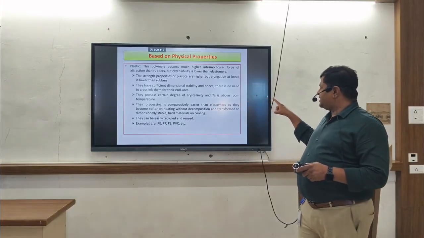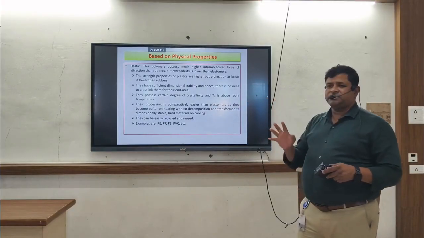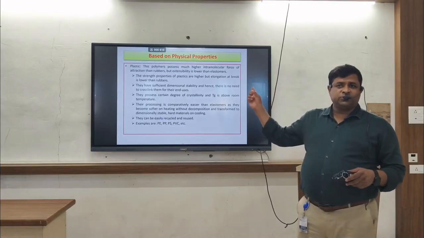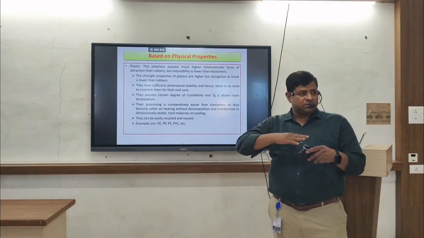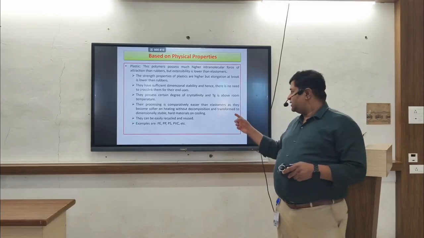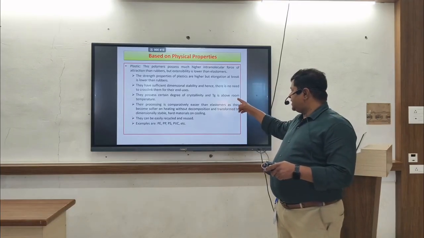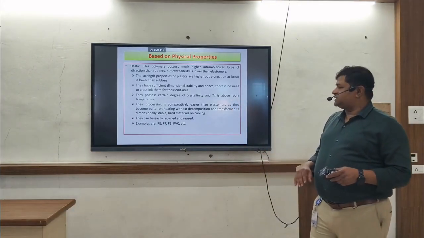Possesses a certain degree of crystallinity and Tg is above room temperature. That means glass temperature is above room temperature. In elastomers, the glass temperature is below room temperature. In plastics, the glass temperature is above room temperature. So that is the reason they have a high degree of crystallinity.